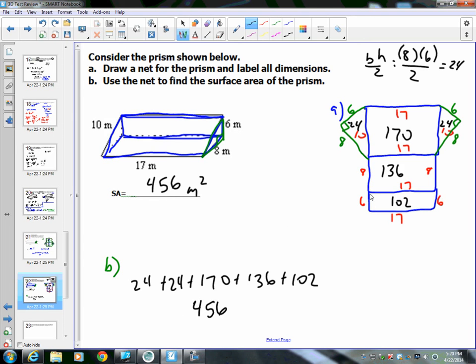So this actually does take a little bit longer than using the formula for surface area. Just to remember, the total surface area for a prism is P times H plus 2B. This is why we use the formula, to help speed this process up, but it will give you the exact same answer.